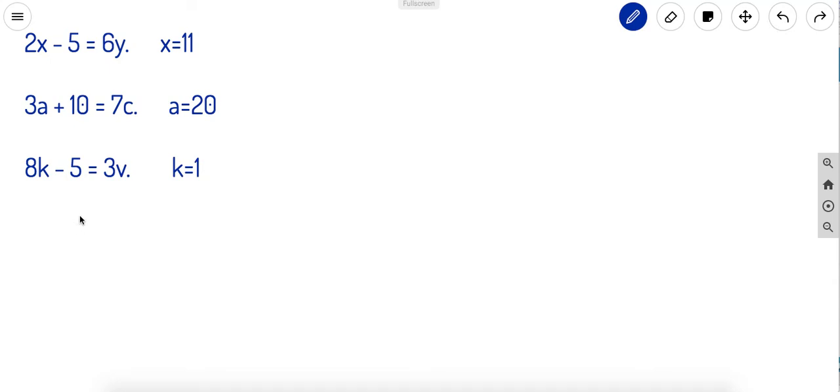So here are 3 problems. Okay, let's label them.